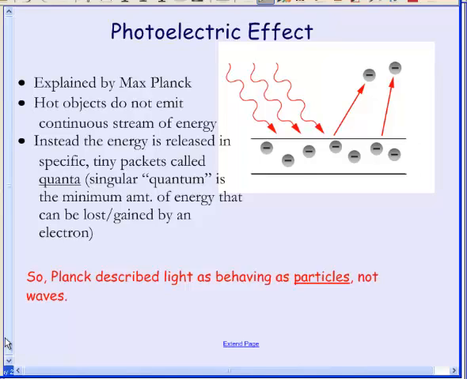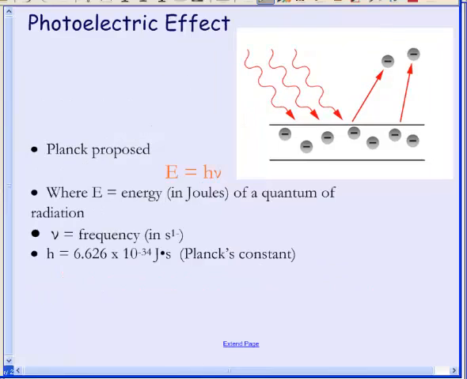Well, to sum it up, according to Planck, light is not a continuous wave. It's not continuous like a wave, but rather it exists in particles. Now, this was a radical idea at the time, and of course you can imagine that there was lots of resistance to this.